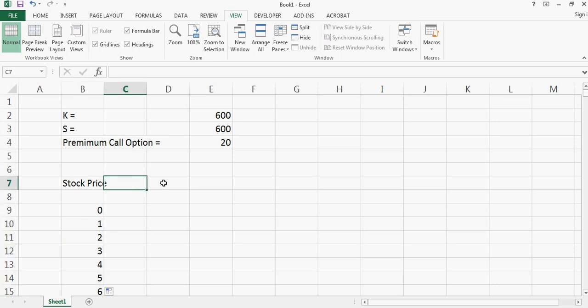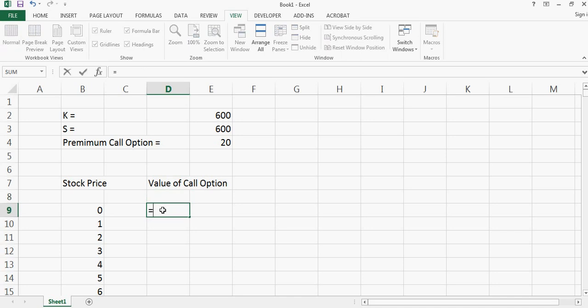Now here we have the value of the call option. The value of the call option will depend on where the strike price is. So we have to say equal to, if stock price is greater than strike price. And we can put a dollar sign here so that when we change the cell, the reference will not move.